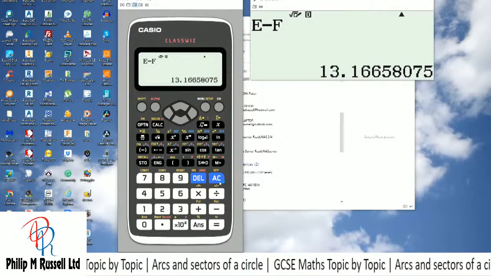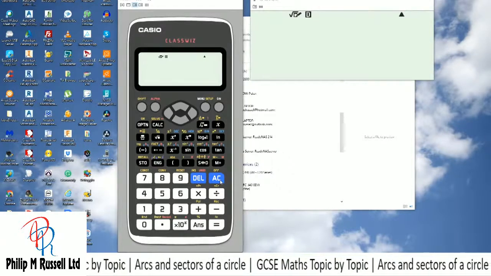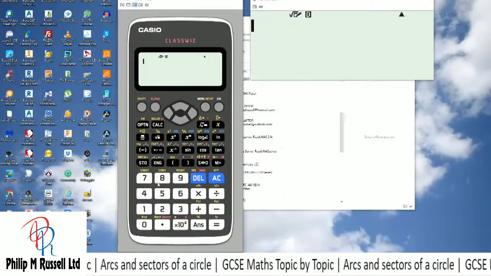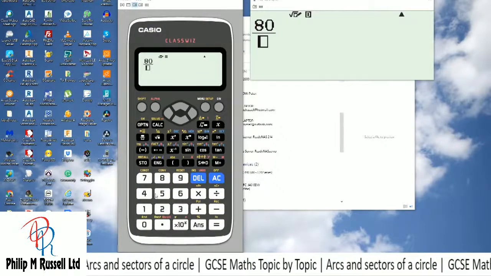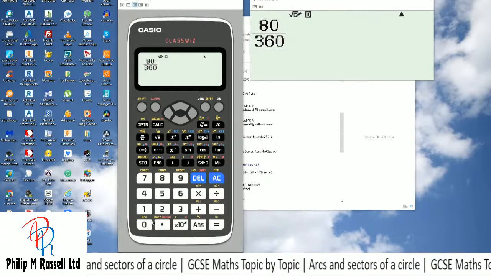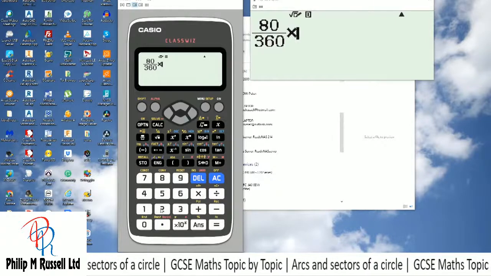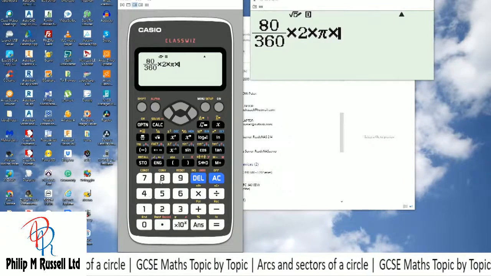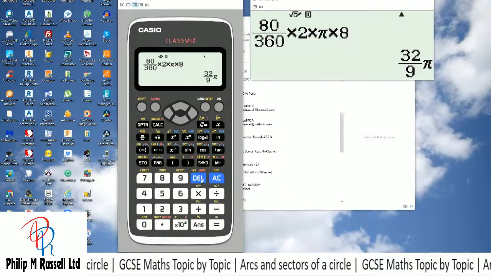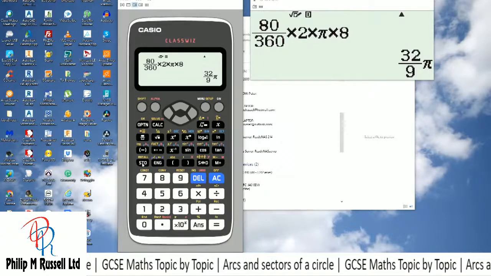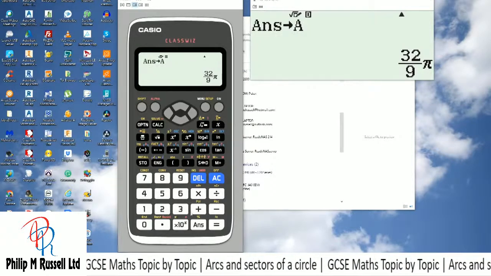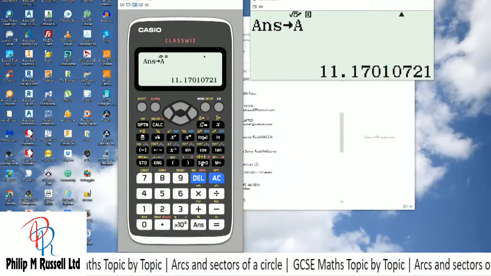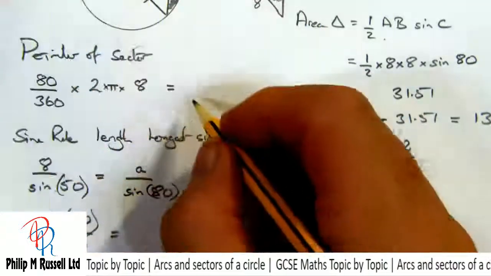So to work this one out, let's work out first of all the perimeter of the sector. So my perimeter of my sector is going to be 80 over 360 multiplied by 2 multiplied by pi and multiply that by 8, 32 over 9, and I'm going to store that. I've used all my memories up, so it's not a problem. I can store that in memory A, and it will just overwrite the memory. And if I just have a look at that, that's 11.17, so I can write that down.